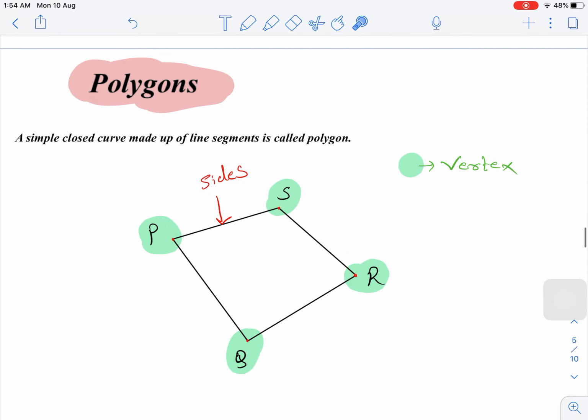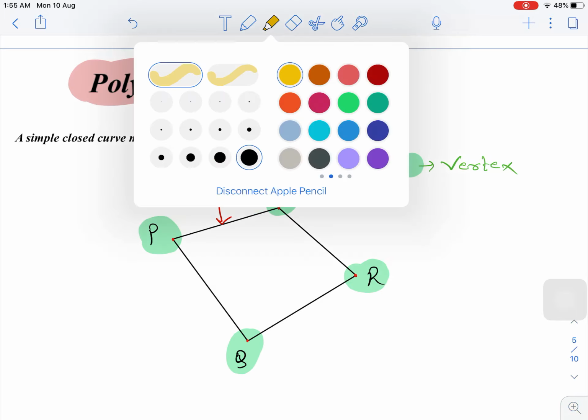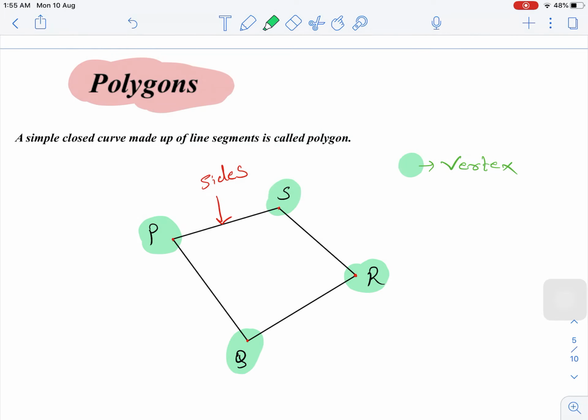Now the main topic of this chapter, that is polygons. Now what are polygons? First let us see its definition. So a polygon is nothing but a simple closed curve, but here it is made up of what? Line segments. Yes, that is important. It is made up of line segments. We have already learned what a closed curve is, but if it is made up of line segments, then we say that it is a polygon.